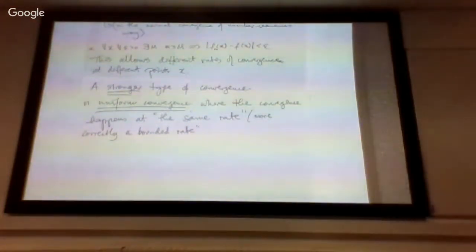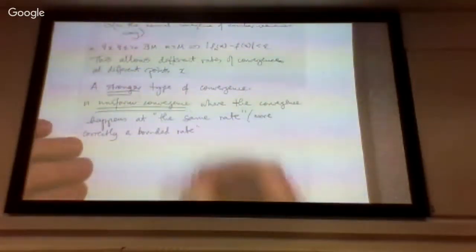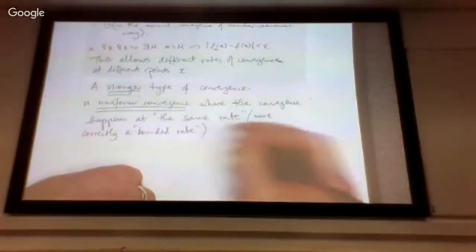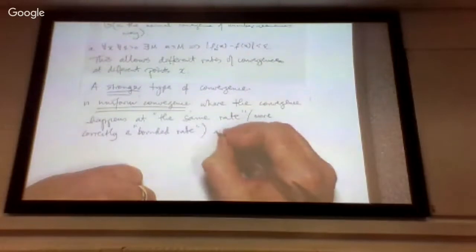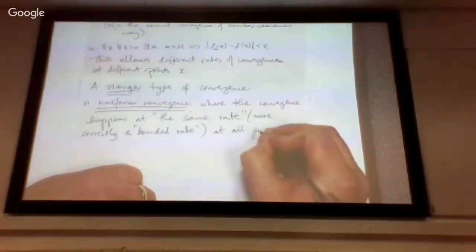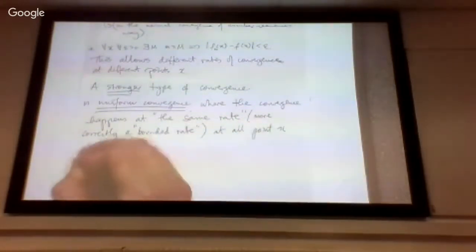It's taken crazy amounts of time to get here. More correctly, a bounded rate. Where the convergence happens at the same rate at all points in the domain. At all points x in the domain.